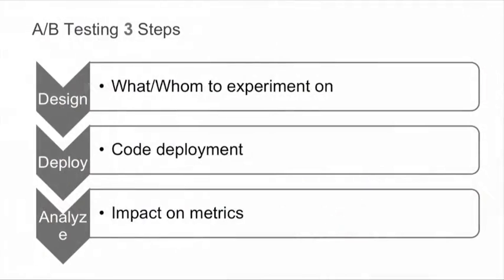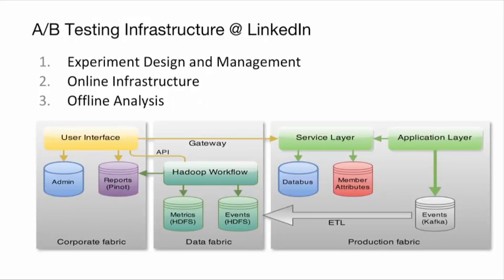So having talked about UMP, let me quickly go through the rest of the A/B testing or the experimentation platform. And without getting into too much detail, I'll cover the different aspects of it. One is the design of the experiment itself. What are you experimenting and who's the target? How do you deploy the code for those experiments, and how do you analyze and understand its impact on metrics?